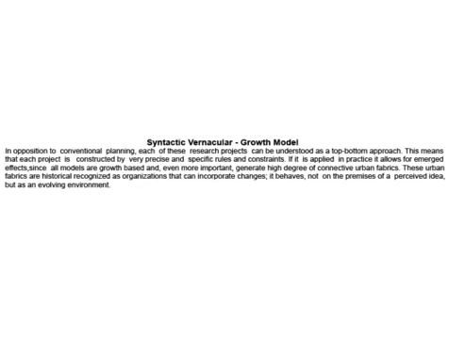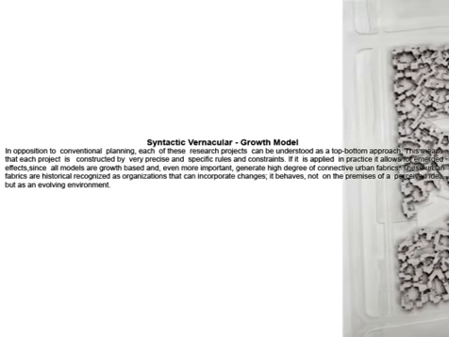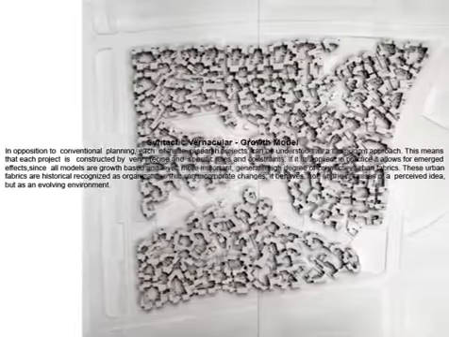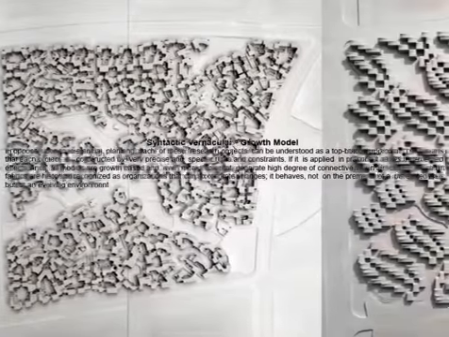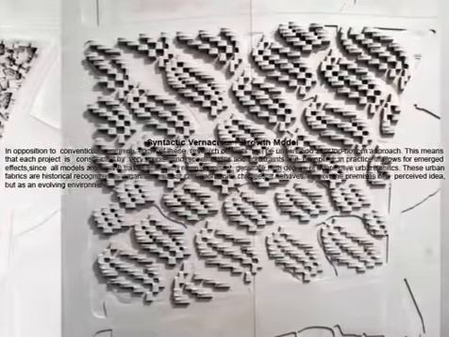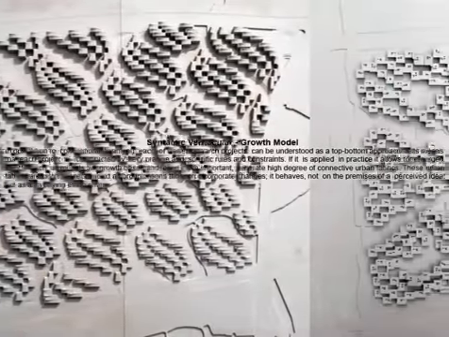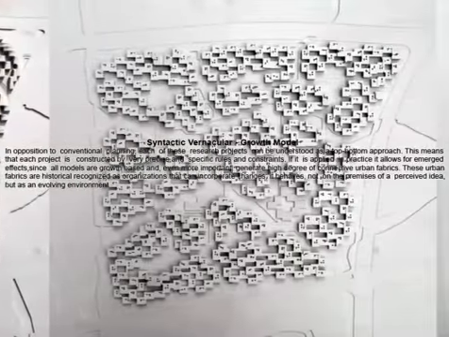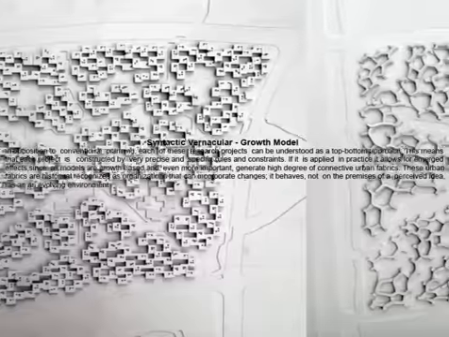In opposition to conventional planning, each of these research projects can be understood as a top-bottom approach. This means that each project is constructed by very precise and specific rules and constraints. If it is applied in practice, it allows for emergent effects, since all models are growth-based, and even more important, generate high degree of connective urban fabrics.